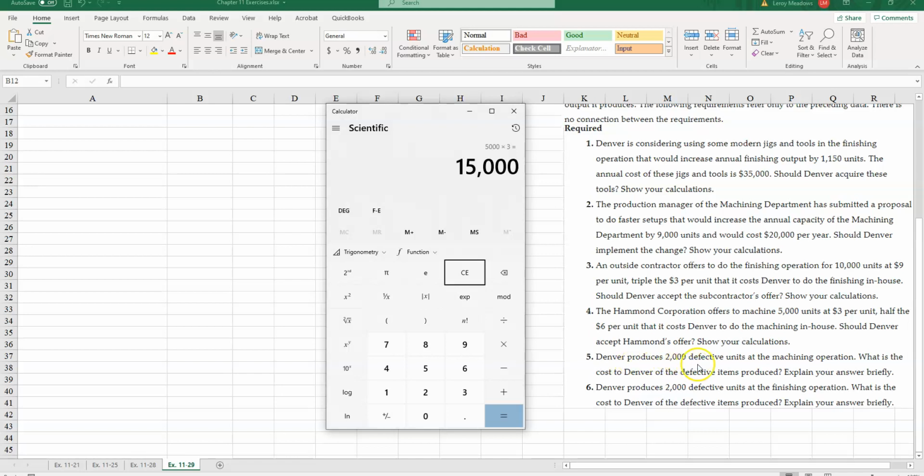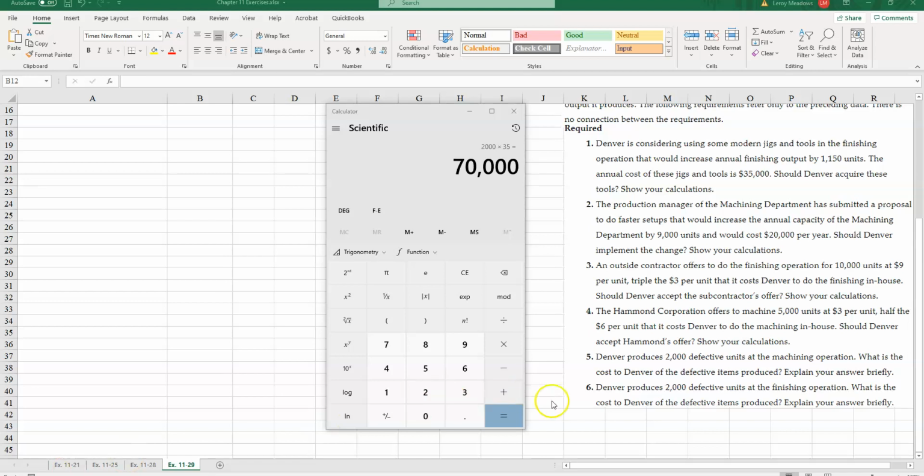Denver produces 2,000 defective units at the machining operation. What is the cost to Denver of the defective items produced? Well, the cost of the defective items is going to be what? If we make 2,000 units and our variable costs are $35 per unit, as we determined up there, it's going to cost us $70,000. And that's just in cost alone.